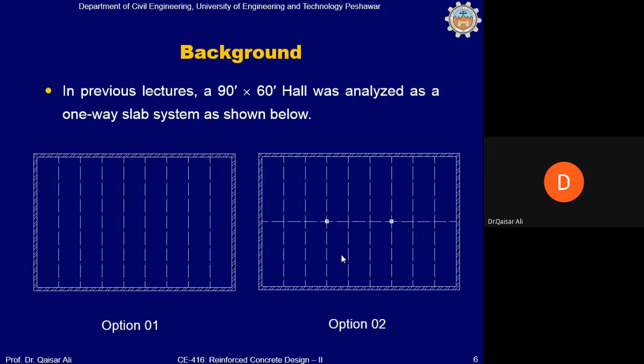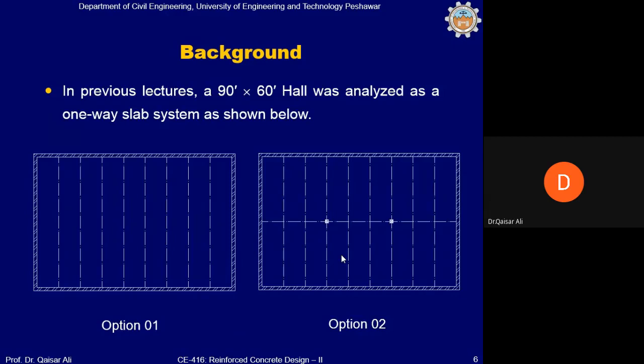and then we also analyzed and designed beams because the beams were simply supported on the wall. So we analyzed the beam using the exact method of analysis, the exact equation of WL square by 8, and then we designed all the beams. This was option 1.